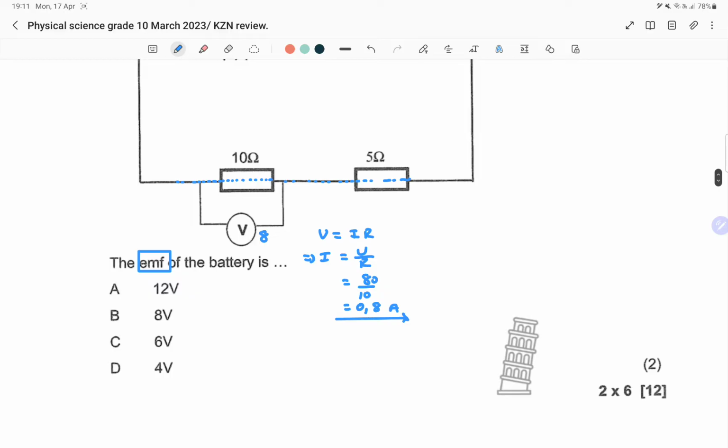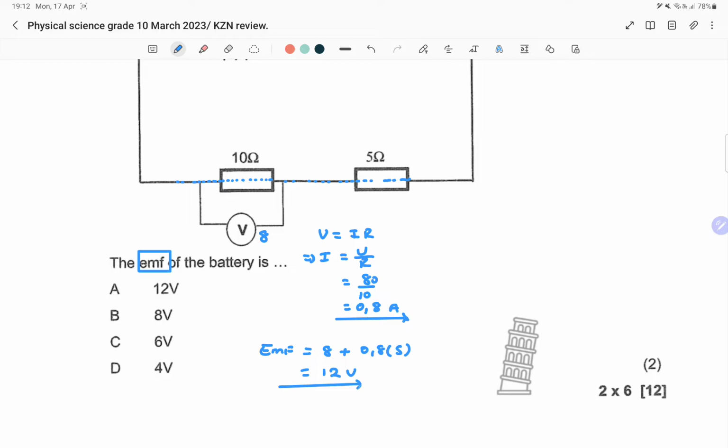How do we use this? Then we will know that our EMF is going to be the voltage across the 10 ohm resistor, which is 8, plus the voltage across the 5 ohm resistor, which is going to be IR, isn't it, which is going to be 0.8 into 5. So let's do the calculation over there. It's going to be 8 plus 0.8 into 5. So I'm getting 12 volts.